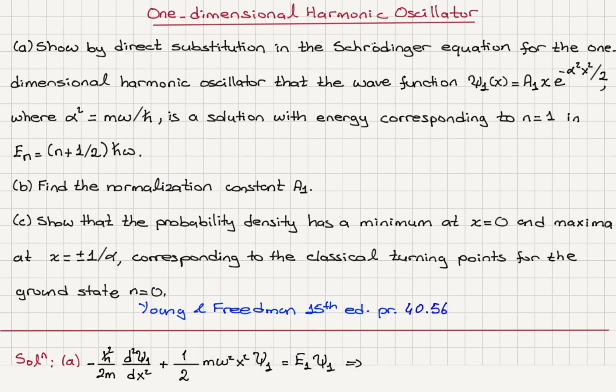We're continuing our discussion of the one-dimensional harmonic oscillator. In part A, we showed that this is a solution of the Schrödinger equation for the n equals 1 state with corresponding energy 3 over 2 h bar omega. Part B asks us to find the normalization constant A1.